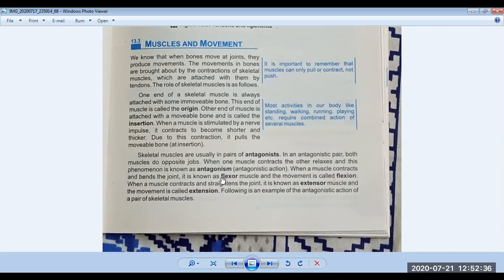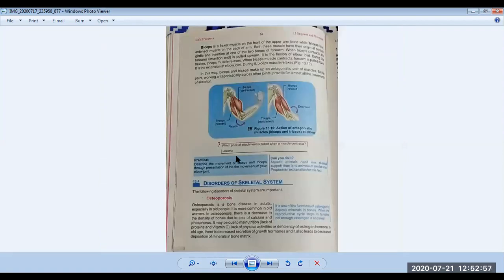Flexor: the muscle that bends the joint is called a flexor, and the movement is called flexion. And when the muscle straightens the joint, this muscle is called an extensor muscle, and its movement is extension. We will understand with the help of an example: biceps and triceps. You can also see the biceps and triceps muscles in the diagram.